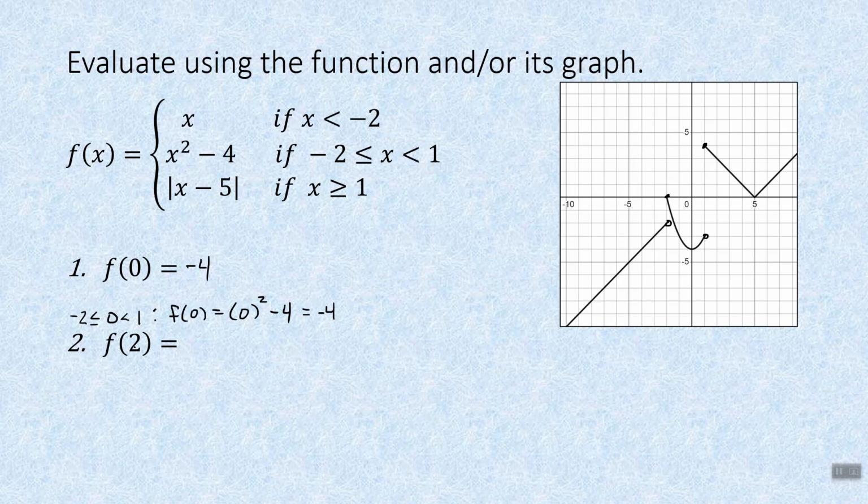So f of 2, where's 2? Well, that's past -2. It stops at 1. That's bigger than 1. So 2 is greater than or equal to 1. So I'll use my skeleton of absolute value of something minus 5. Here it's a 2.